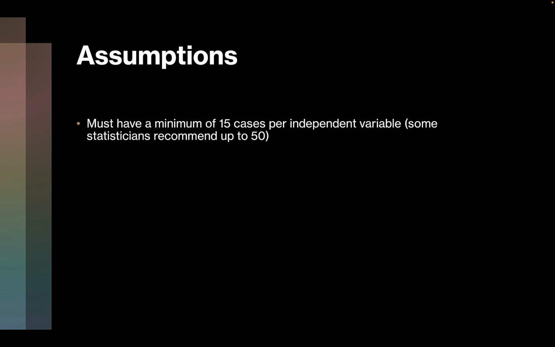Continuing with our assumptions. There's a sample size restriction with logistic regression. I would say the base rule of thumb is that you have to have a minimum of 15 cases per independent variable, but some statisticians really recommend up to 50 cases per independent variable. What do I mean by this? If you have 5 independent variables predicting your binary response, then at a minimum, you need 75 cases or participants in your data set. But some statisticians will recommend up to 250 as a minimum.